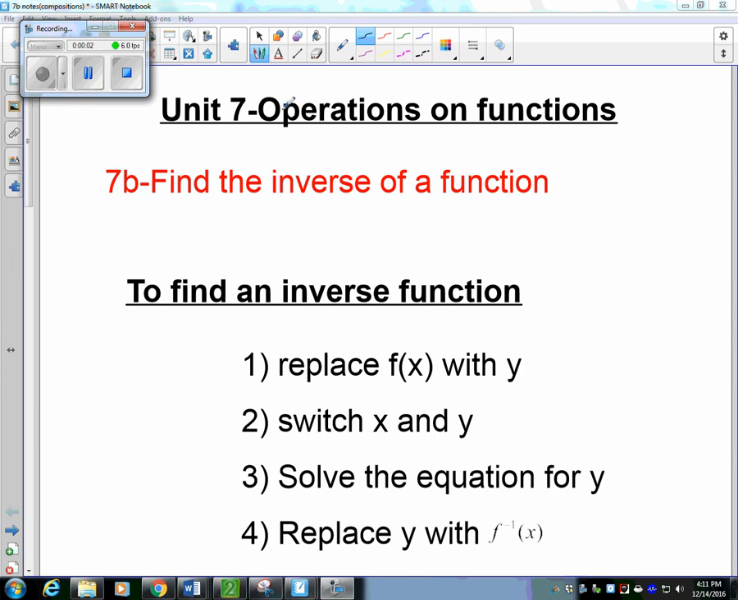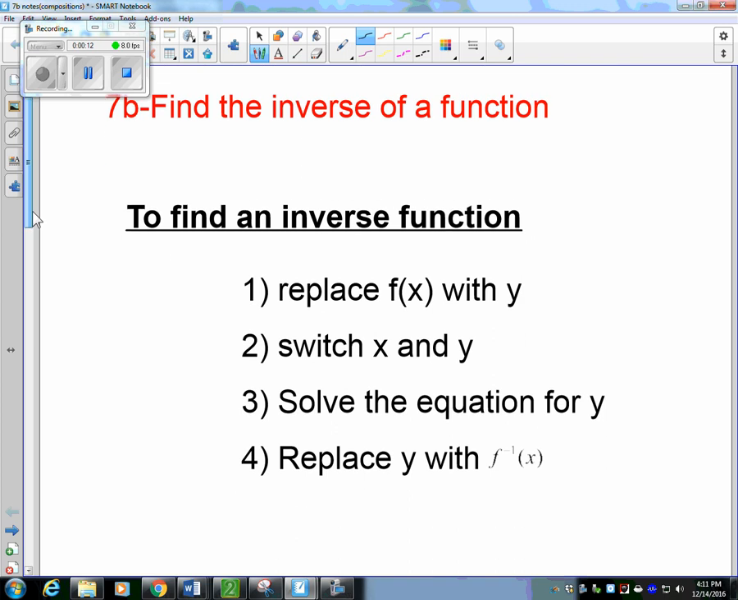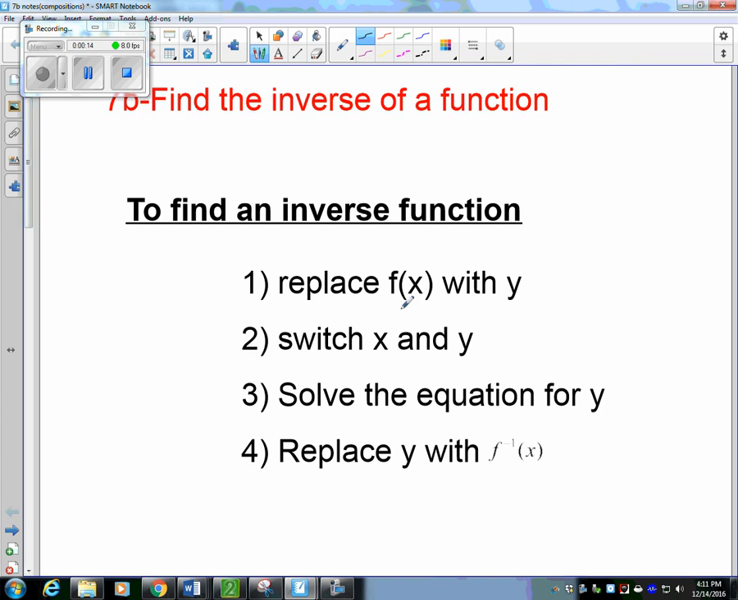Unit 7 is operations on functions. This is 7b, which is finding the inverse of a function. To find the inverse of a function, a lot of times the function is going to start out with f of x or g of x or h of x. Just replace this with y.